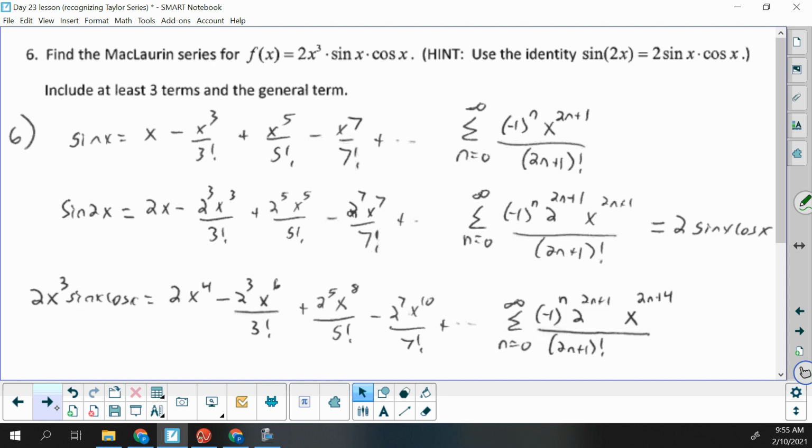Similar idea, we're going to do 2x cubed sine x cos x. Well, sine 2x is 2 sine x cos x, and then we would have to multiply by x cubed. So start with our sine x terms, and then the general term. Sub in 2x. That's now the same as 2 sine x cos x, and then multiply by an x cubed. So the powers in our x's get multiplied by 3.